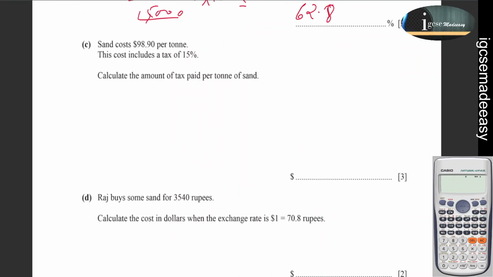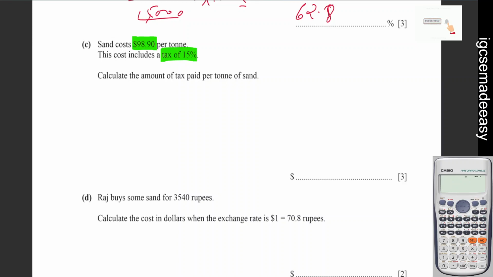Part C. Sand costs 98.90 per ton. This cost includes a tax of 15%. So they are saying that 98.90 per ton is the cost, and this 98.90 itself includes a tax of 15%. So what will be the cost excluding the tax?